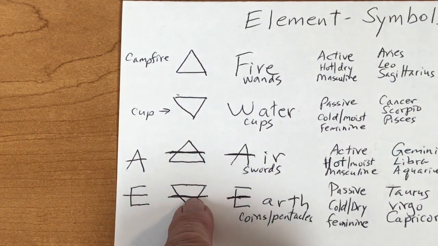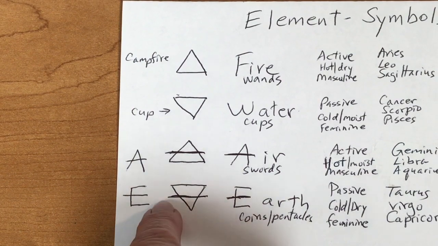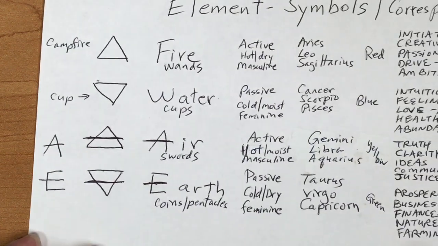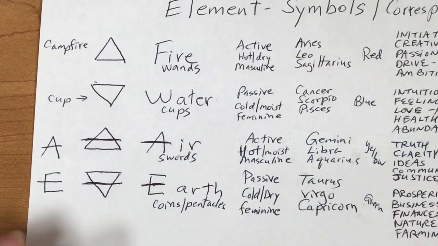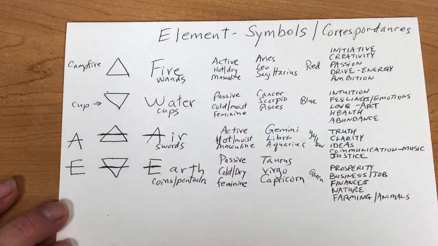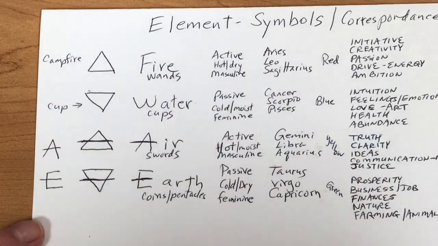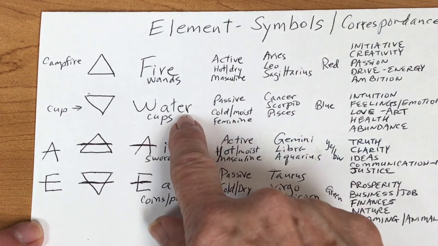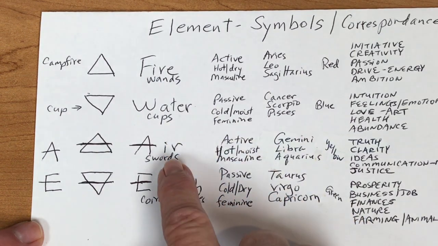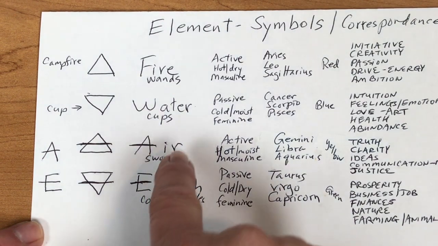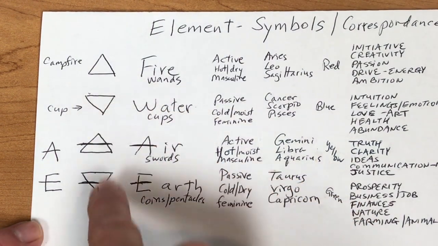And this is the symbol for earth, and how I remember that is, with this line across, it kind of resembles an E. So maybe that'll help you to remember when you look at those in your tarot cards, which is which. And then you can further relate these elemental symbols. Fire is wands, water is associated with cups, air with swords, and earth with coins or pentacles. Those are the suits that are traditionally associated with the four elements.